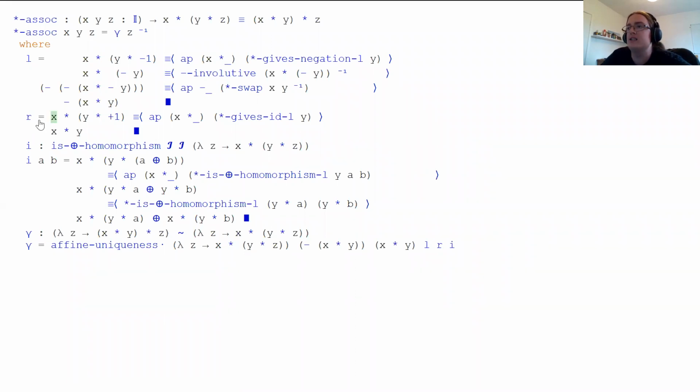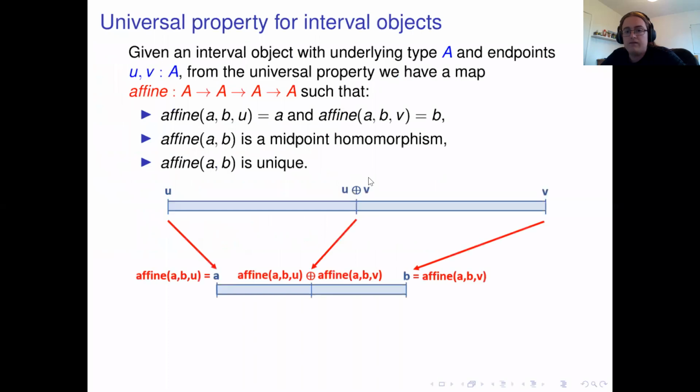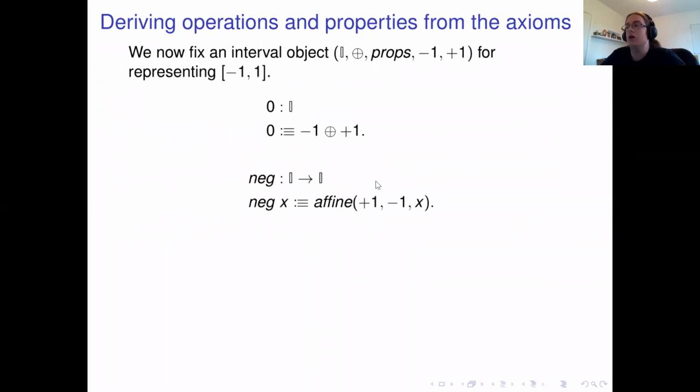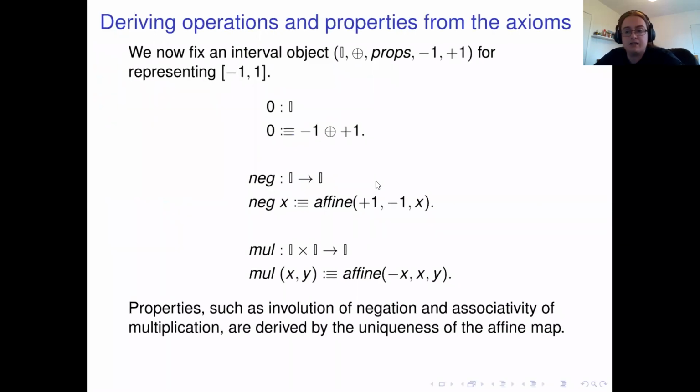And then on the right, it's thankfully a lot simpler. It's just the fact that y times 1 is y. And then showing that it's a midpoint homomorphism is easy. It's just an application of the fact that multiplication is a midpoint homomorphism twice. So hopefully that quick look at the axiomatization convinces you that the axiomatization is simple, constructively appealing, and has concise proofs of properties that are usually axiomatized.